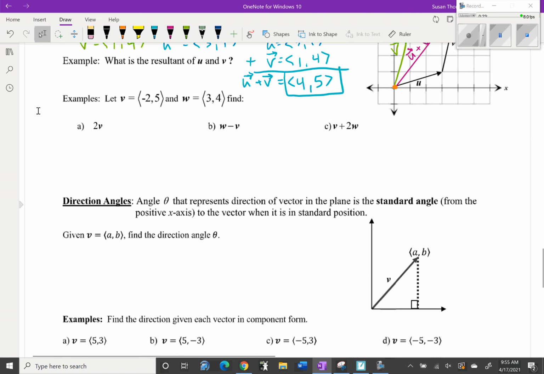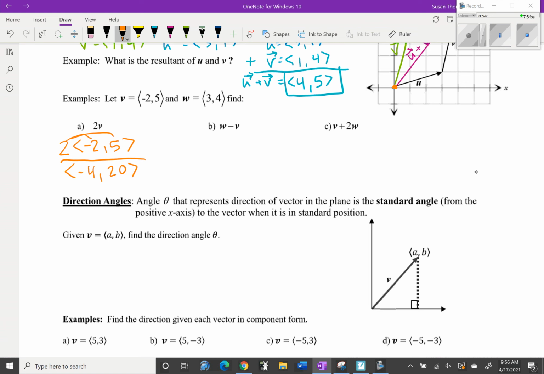So the next example, say let vector v equal -2, 5 and w equal 3, 4. We want to find 2 times vector v, so that's a scalar. So that means we're just going to be multiplying 2 times -2, 5. So remember, for scalar multiplication, you just multiply. It's like distributing. So 2 times -2 would give us -4, and 2 times 5 gives us 10. So this would be our 2v.